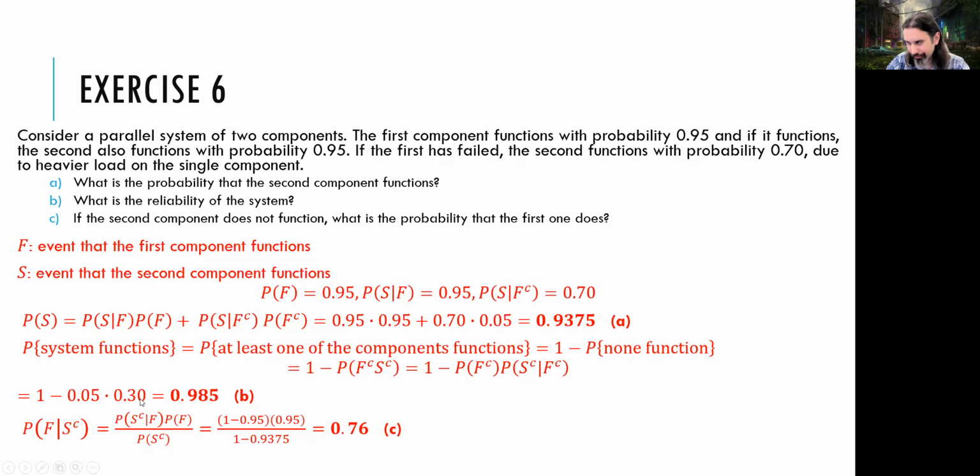And then C: if the second component does not function, what's the probability that the first one does? Now, F given S complement. The second one is not functional, but we're looking for the probability that the first one does. So we're just going to use the formula again and put everything in there. And we're going to find 0.76. It's not that hard. After A and B, this is actually pretty easy because we already know all the values for these terms. So 0.76 is the answer for the C part because we have already opened it up and put everything in its place. That's it.